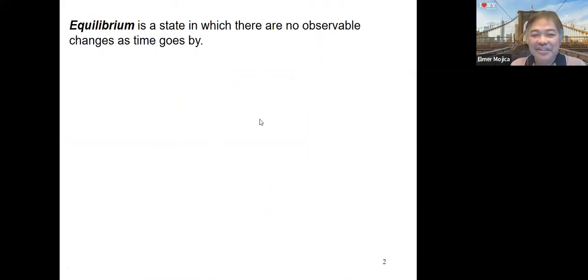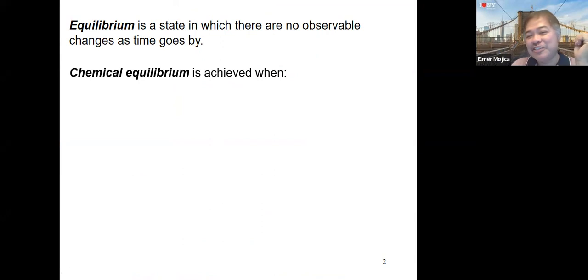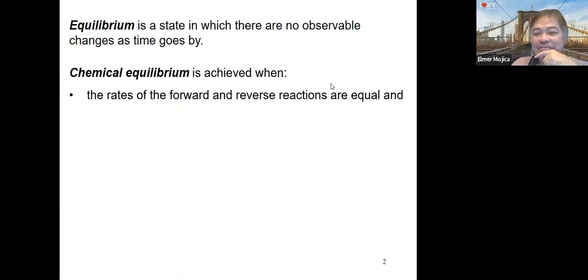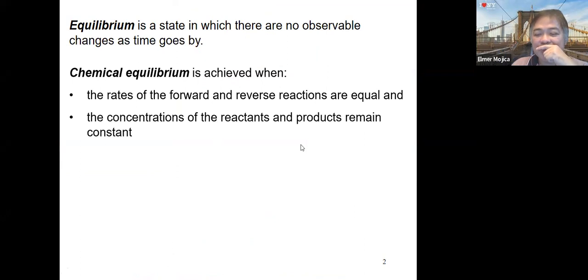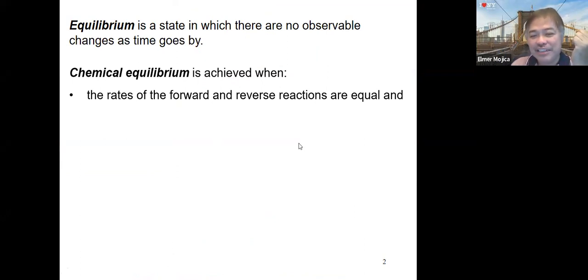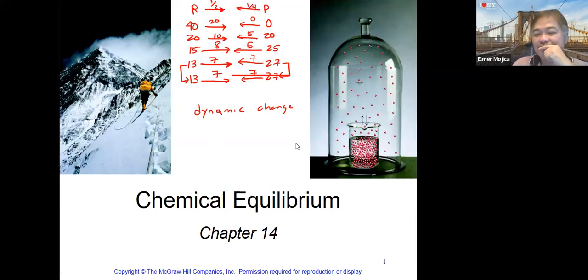Okay. So, whenever you have chemical equilibrium, you have two conditions to meet. One is the rates of the forward and reverse reactions are equal, and the concentrations of the reactants and products remain constant. Did we meet it here in our activity? So the rate of the forward and the backward direction are equal. So we have here a 7 and a 7. And the concentration of the reactants and the products remains unchanged or constant. So you have 27, 27, and then you have 13 and 13.